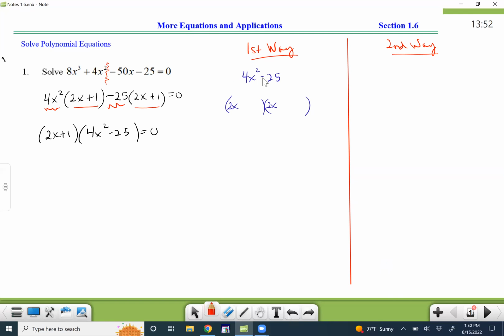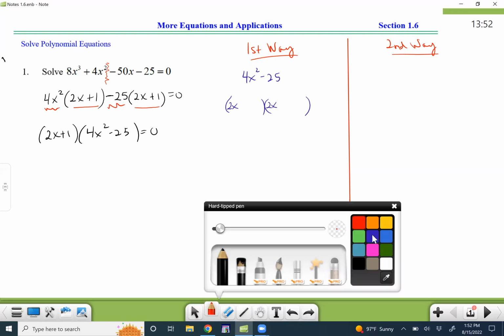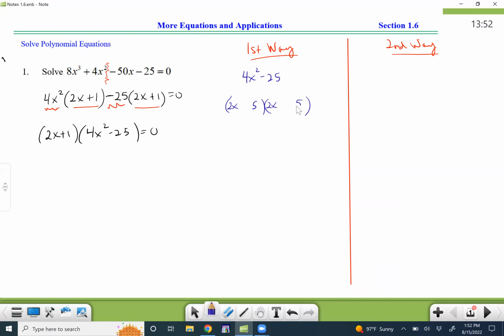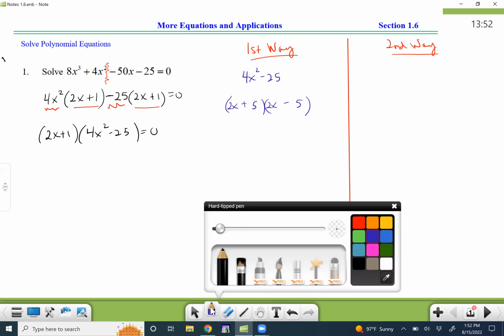You're going to do the same thing to the back end. You're going to square root the back end. Okay, well, 5 times 5 is 25, so I'm going to put a 5 in. And the signs are going to be different. Plus, minus, minus, plus. Doesn't matter on the order, but they have to be different. Okay, so that's how we factor our difference of squares. So that would be one way of getting to the solutions.